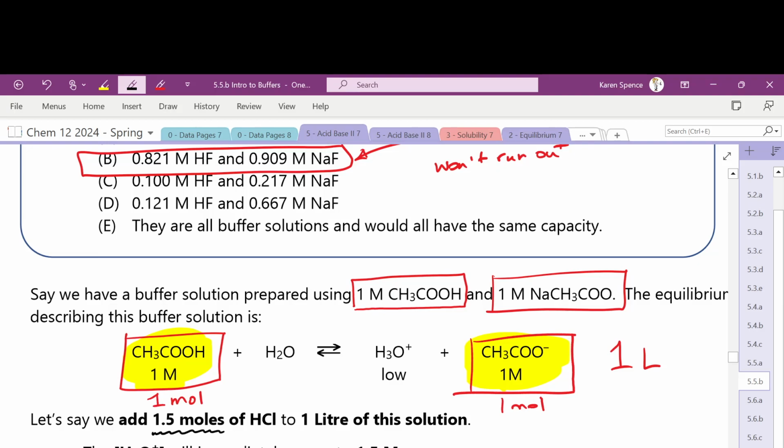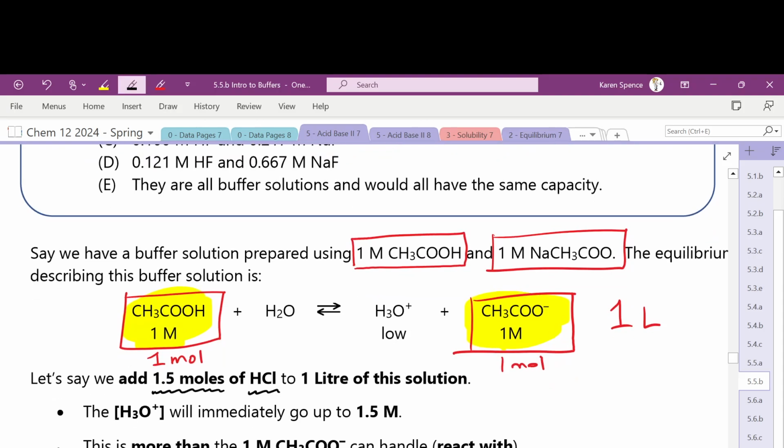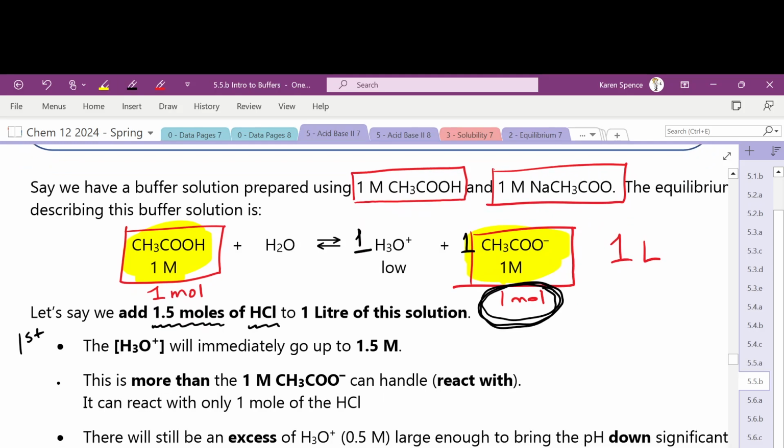Now, let's say we add 1.5 moles of HCl. What's going to happen first is that the H3O plus goes up to 1.5 molar. This is more than the CH3COO minus can react with, because these guys react 1 to 1. So we're going to have an excess of 0.5 molar of the H3O plus. So we have overwhelmed the buffer. We've gone beyond the buffering capacity. Does that make sense?